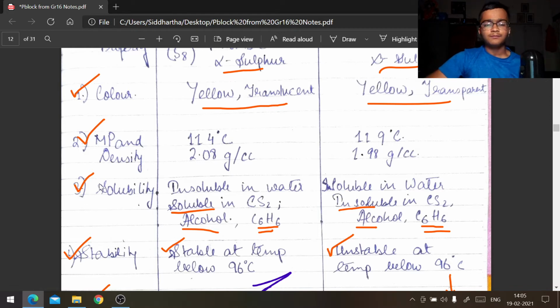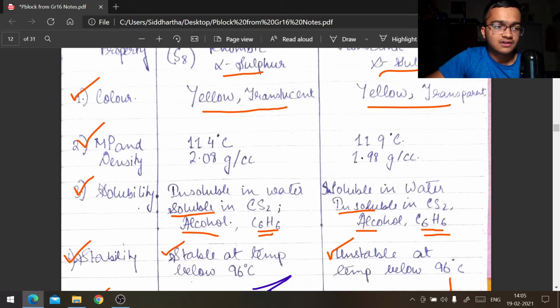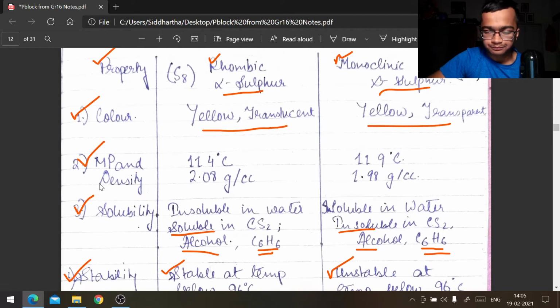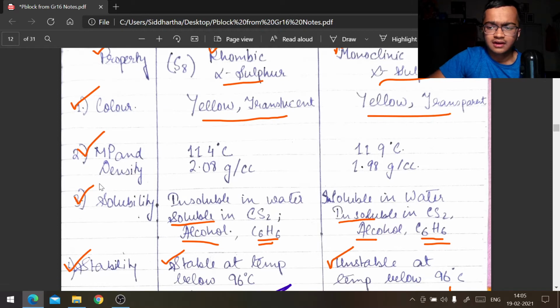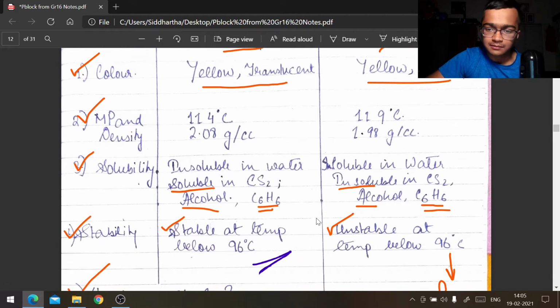Now the solubility. Both rhombic and monoclinic sulfur are insoluble in water, but rhombic sulfur is soluble in carbon disulfide, benzene and alcohol, and monoclinic sulfur is insoluble in carbon disulfide, alcohol and C6H6, which is benzene. This is the differentiating point.